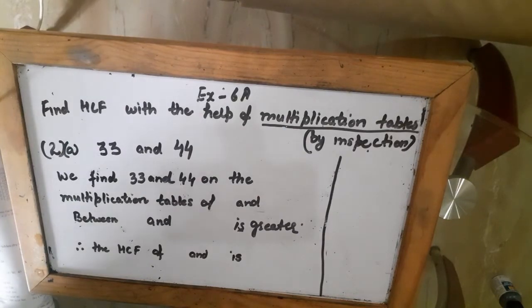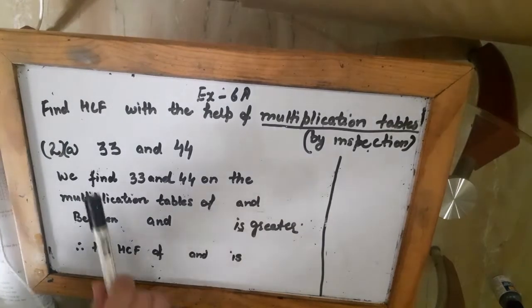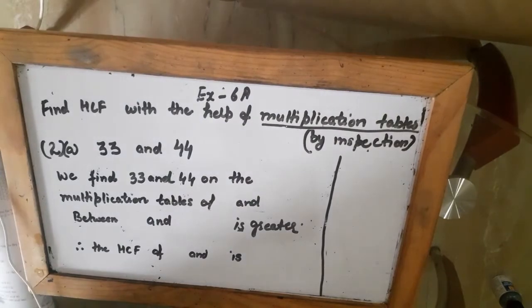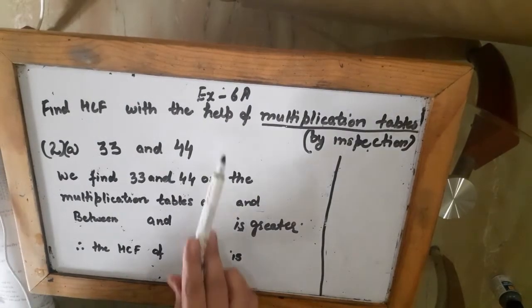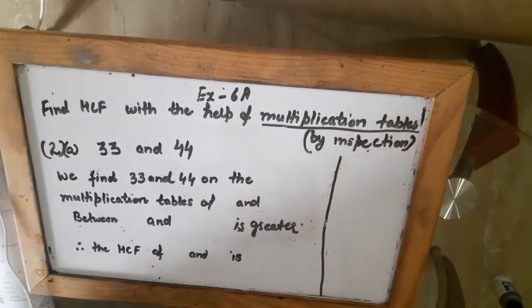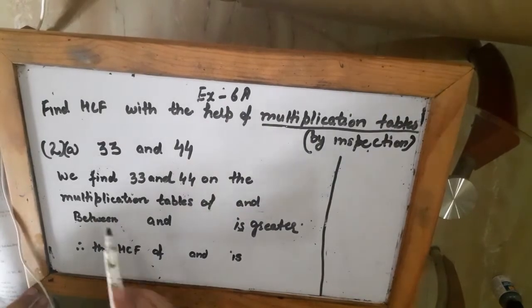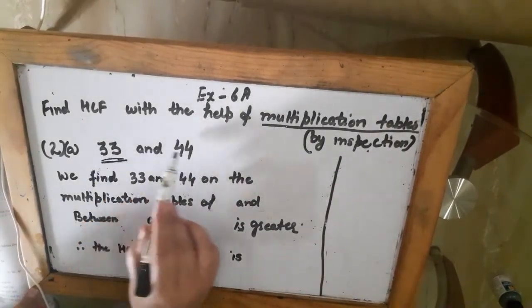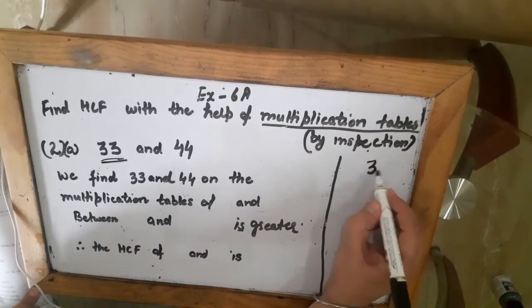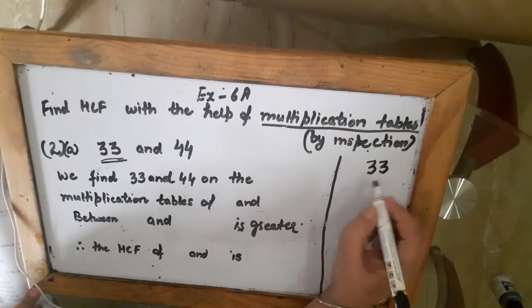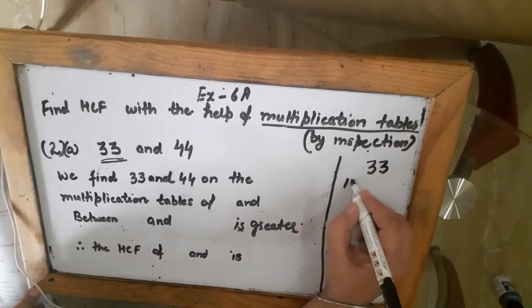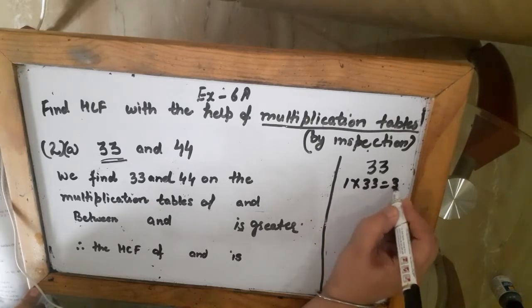Now one more example. This time I take the numbers 33 and 44. I have to find their HCF with the help of multiplication tables. So what did I tell you? First of all, take the smaller number out of these, which is 33, and take out all the factors of 33. So 1 33s are 33.